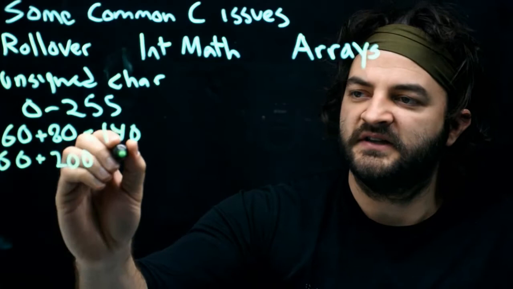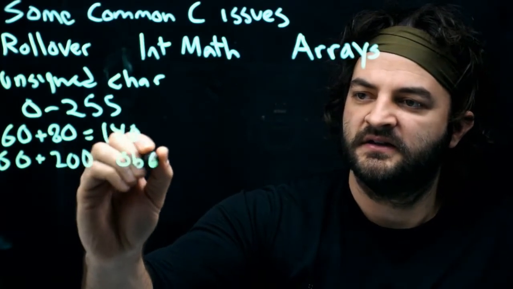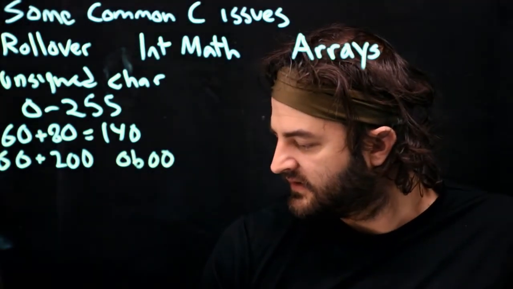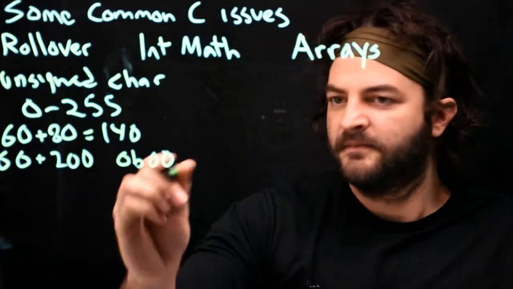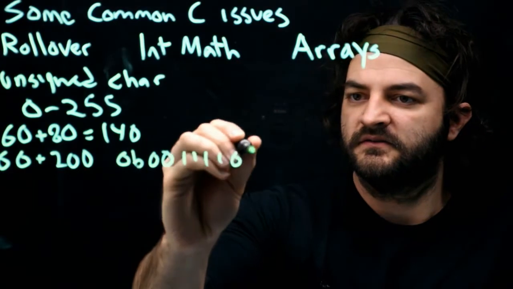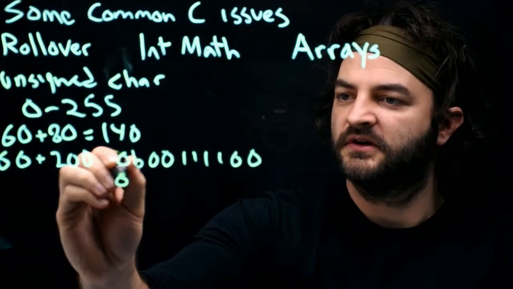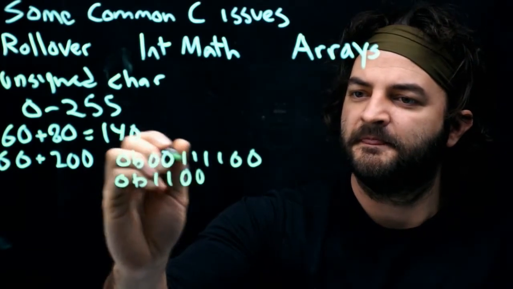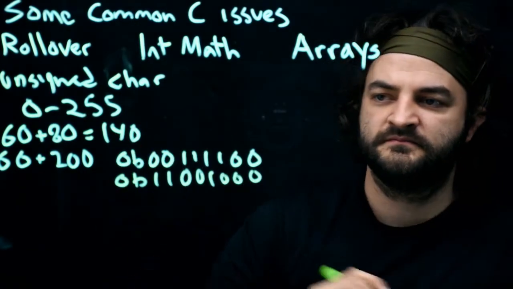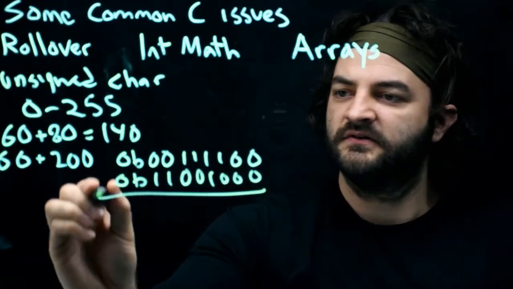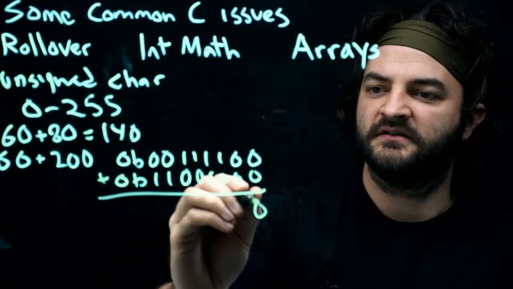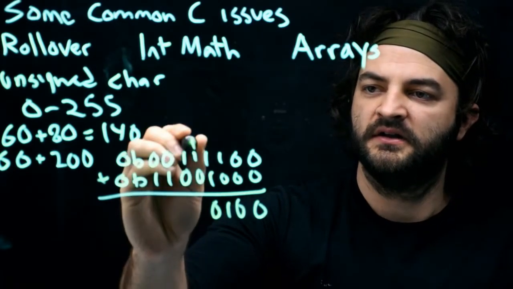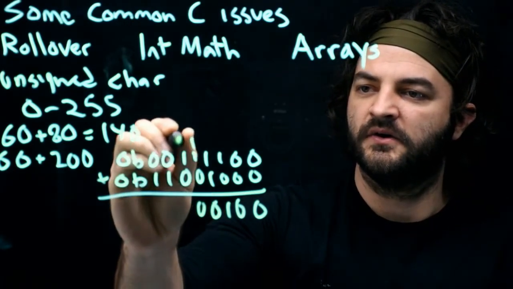The number 60 in binary is, we'll start that with the 0b to remember that this is a binary number, 0b00111100. And the number 200 is 11001000. So when we add those, we're going to get 0, 0, 1. 1 and 1 is a 0, we carry a 1. 1 and 1 is a 0, we carry a 1.